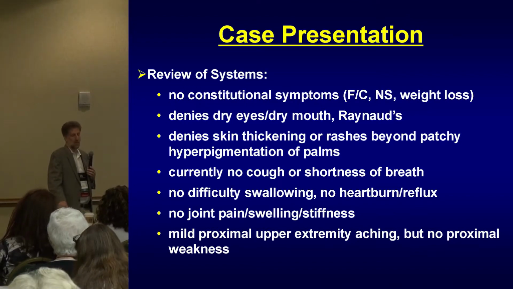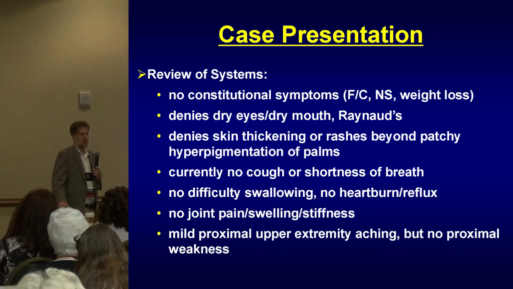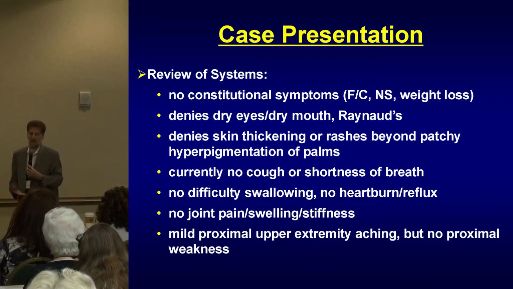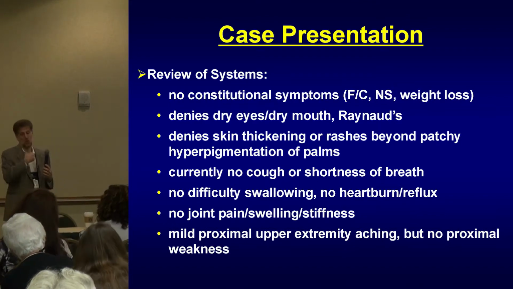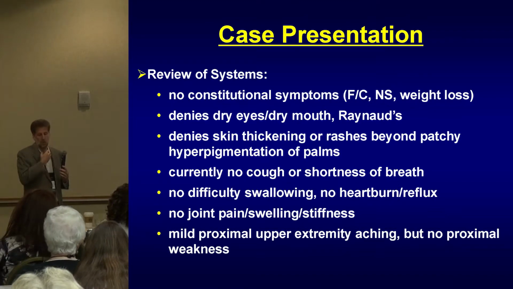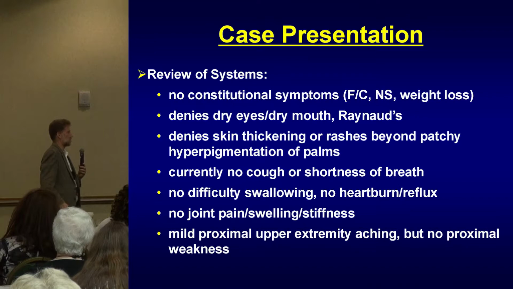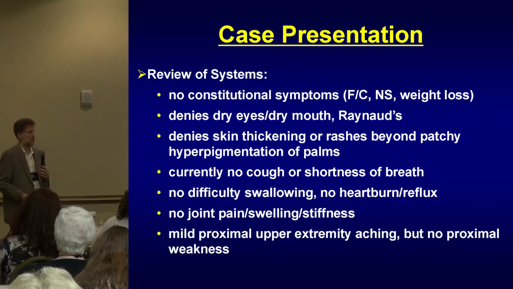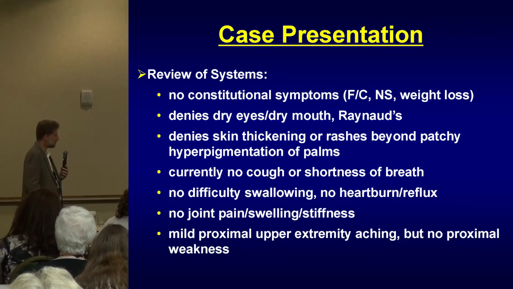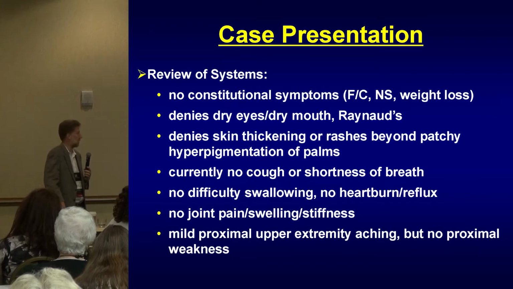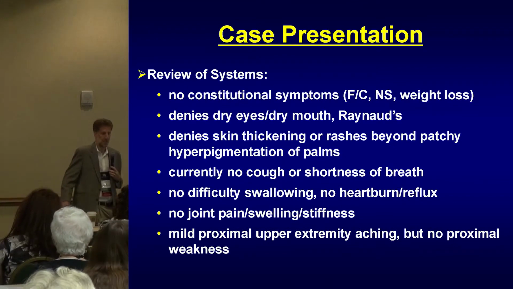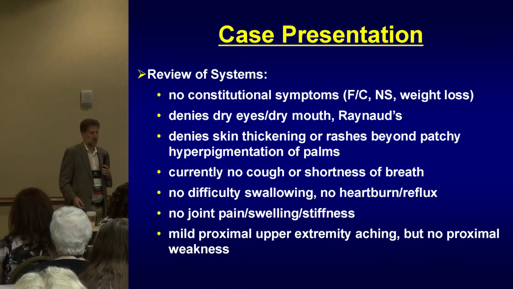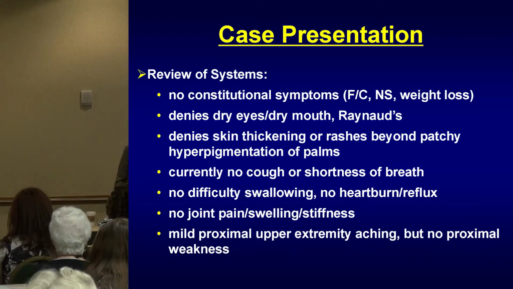He didn't report any problems swallowing, which can be a big issue because that can be a setup for what we call aspiration, things going down the wrong way when you're eating. He also didn't have any reflux, which can cause the opposite problem, things coming up from below, which can end up in the lung, particularly at night when we can't protect our airway. He had no joint symptoms, pain, swelling, stiffness, and really no muscle weakness. When pressed, he said, well, I have a little bit of aching in my shoulder muscles, but nothing that he paid too much attention to.